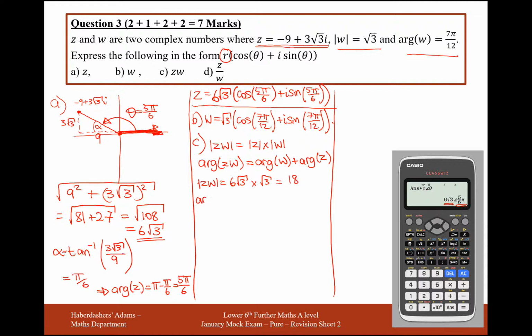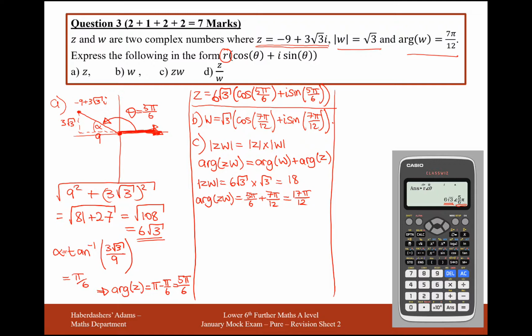And for arg of ZW, it's going to be add the two angles together. So 5 pi by 6, add together with 7 pi by 12. And this is going to equal 10 over 12 pi plus 7 pi over 12, so that would be 17 pi over 12. However, we always want our argument to be in between minus pi to pi.